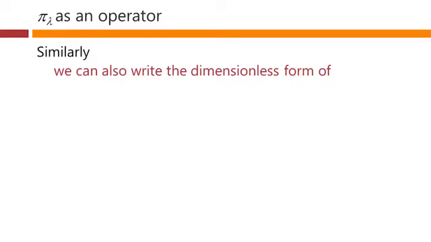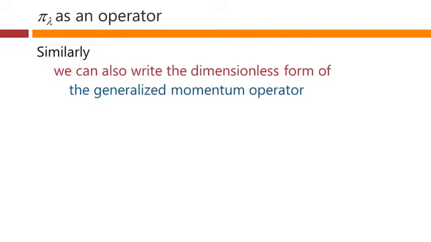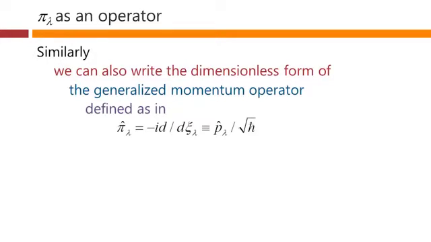Similarly, we can also write a dimensionless form of this generalized momentum operator, pi lambda. And remember, we defined that originally in this form here. Well, using the same relations and just adding them up the other way around, we can show that this pi operator is i over root 2 times the creation operator minus the annihilation operator.